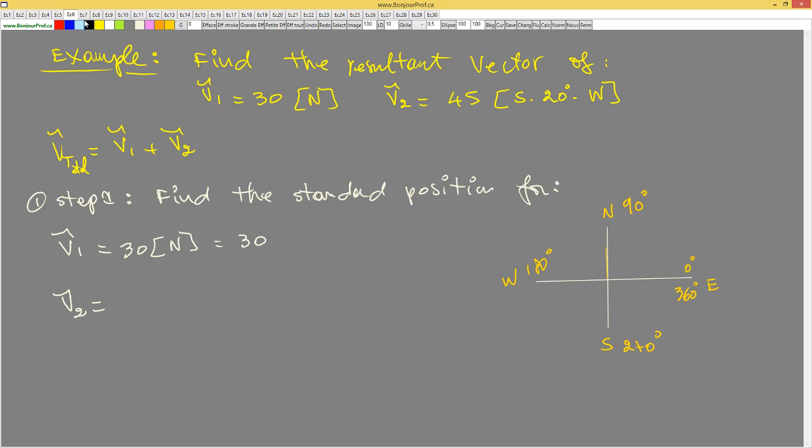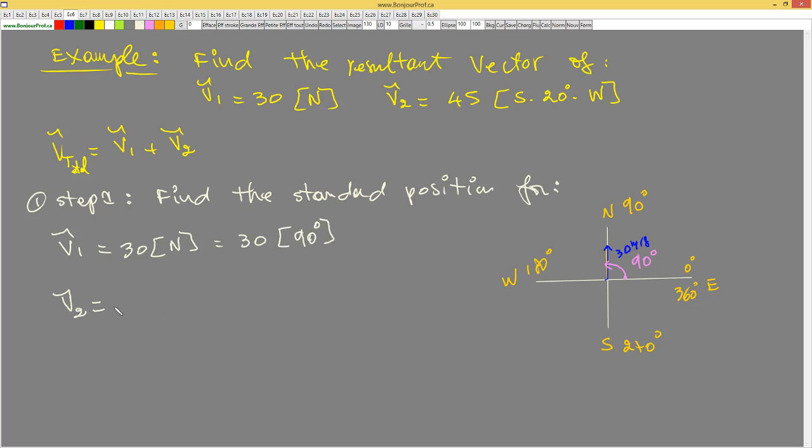This is my vector. I'm going to put it in blue so that it can appear. It is in the north direction, and this is 30 meters per second because they are velocities. So what will be its standard position? Standard position always goes from the east to the vector. So it will be 90 degrees. Are you okay or not? And you are here, 90 degrees.